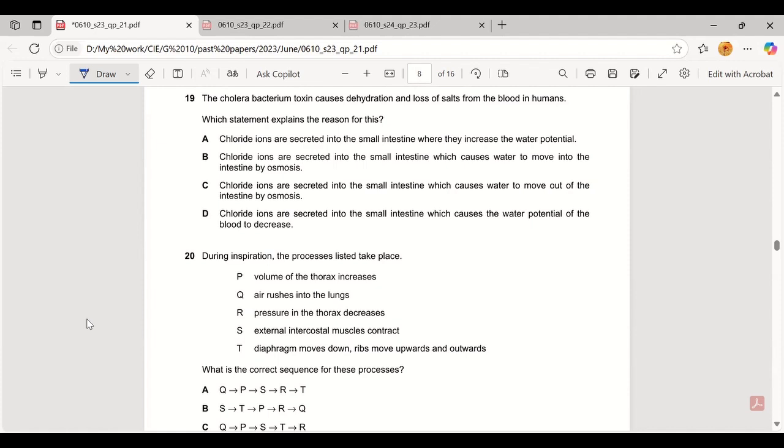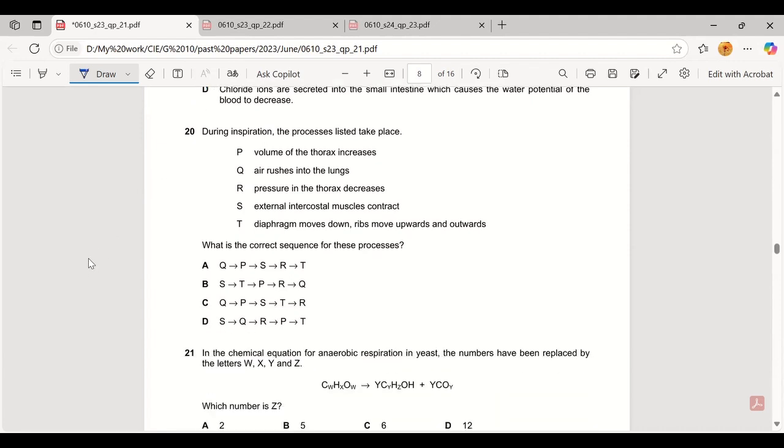B. Secreted into the small intestine. Yes. During inspiration, the processes listed take place. What is the correct sequence for these processes, Mariam?